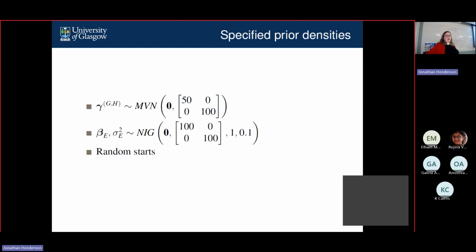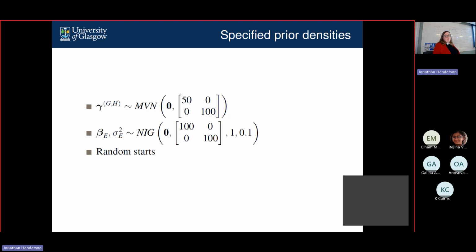Okay, priors. As I said before, multivariate normal is our thing. For the gating parameters, we've said that they're zero because we don't a priori believe there are particular covariate effects. And we have slightly smaller variability for the intercept and the slopes. For the beta vector and sigma squared, we have our normal inverse gamma, again with zeros and fairly large variances, and a slightly bigger scale and rate parameter as well.